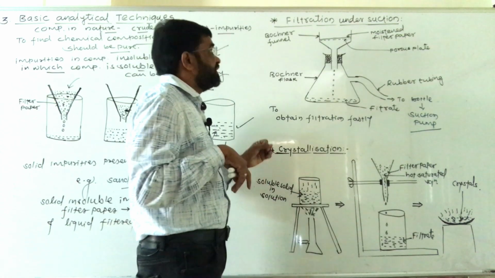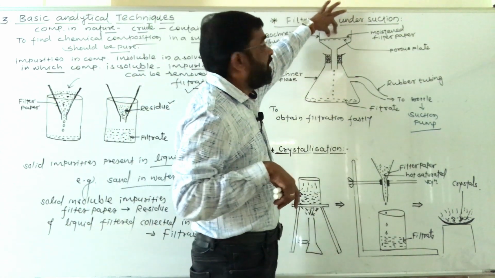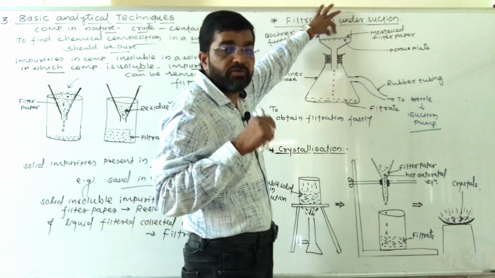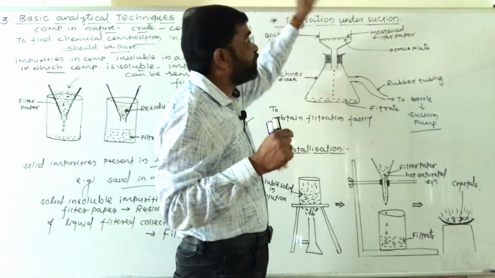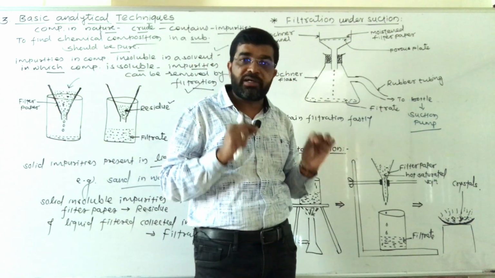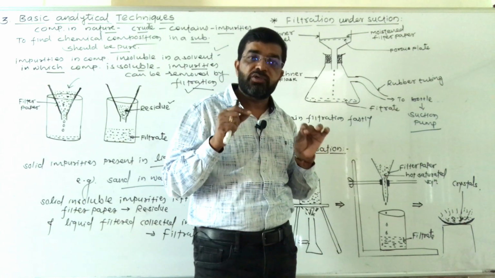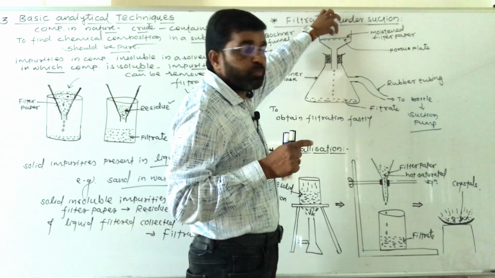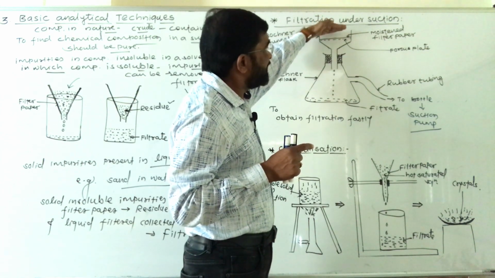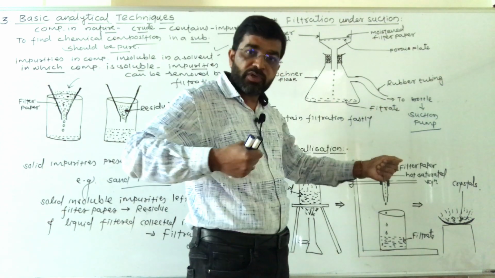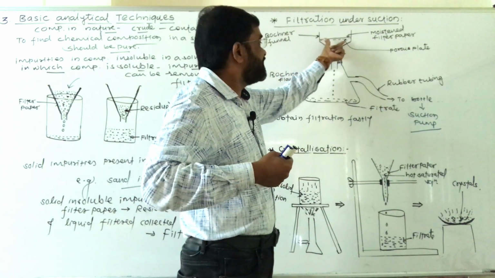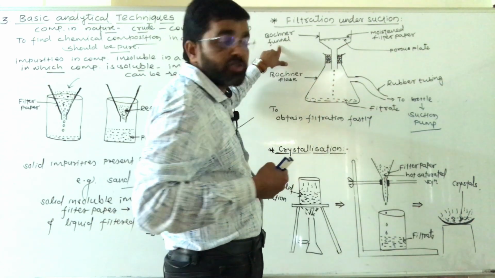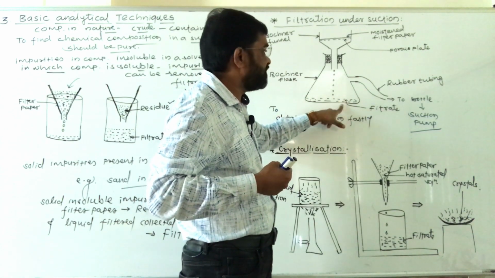Now see here, on the top of the Buchner funnel, on this moistened filter paper, we have to pour the liquid containing insoluble impurities. When that is poured here, the suction pump is started. The suction pump will start, then that liquid will be quickly filtered through this filter paper in the Buchner funnel, and it is collected as a filtrate here.